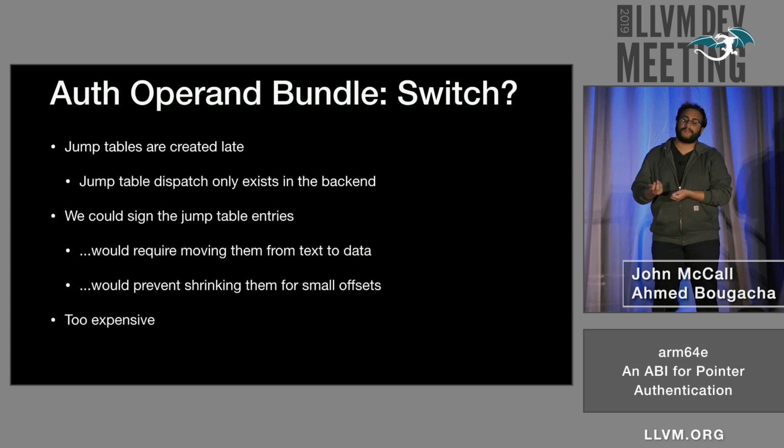But that's something that's very expensive because it would require turning jump tables into an array of pointers. And that means that we need reallocations. That means that they're not just small offsets anymore. They actually have to be 64-bit values. So we decided it's too expensive to actually sign jump table entries.